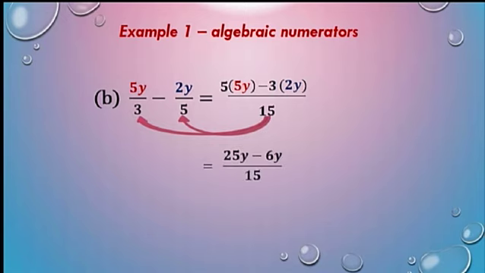Simplifying the numerator, we have 25y minus 6y over 15. Subtracting 6y from 25y, we have 19y over 15, which is the final answer for 5y over 3 minus 2y over 5.